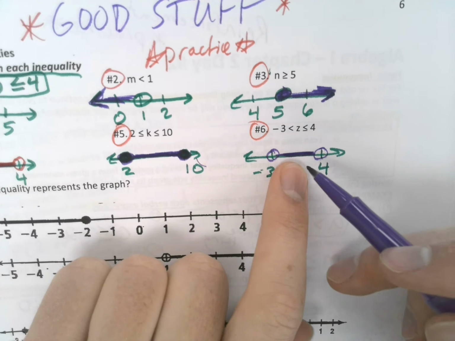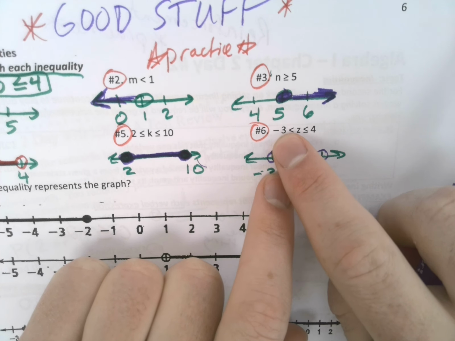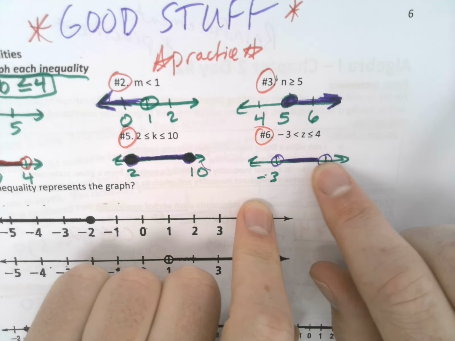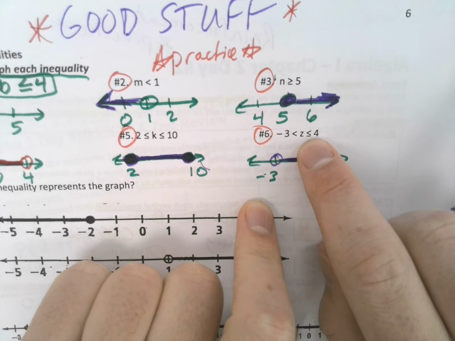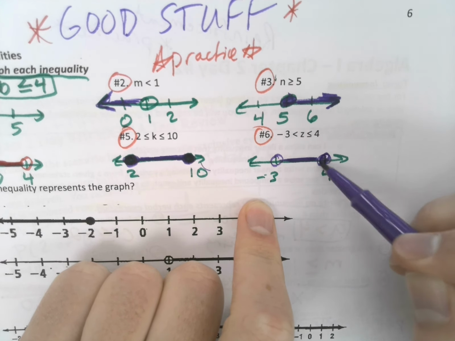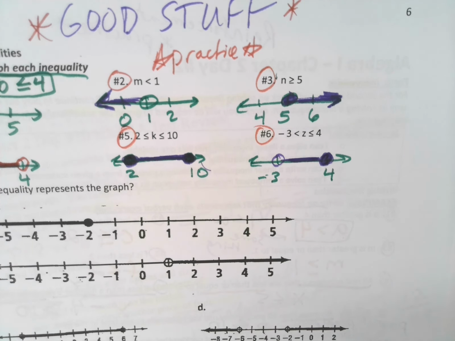Number 6 is also an AND problem, but I didn't completely finish this problem. Z is greater than negative 3. We see that, so we're going to the right. Z is less than or equal to 4, so we're shading to the left. But if Z is equal to 4, hey, that means we're going to have 1 point that's filled in and 1 point that's open. And that is A-OK.